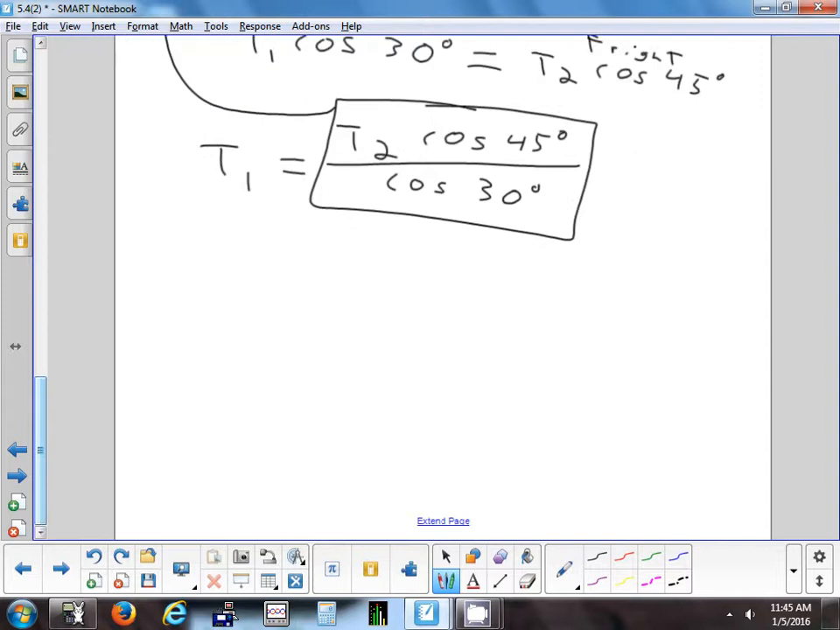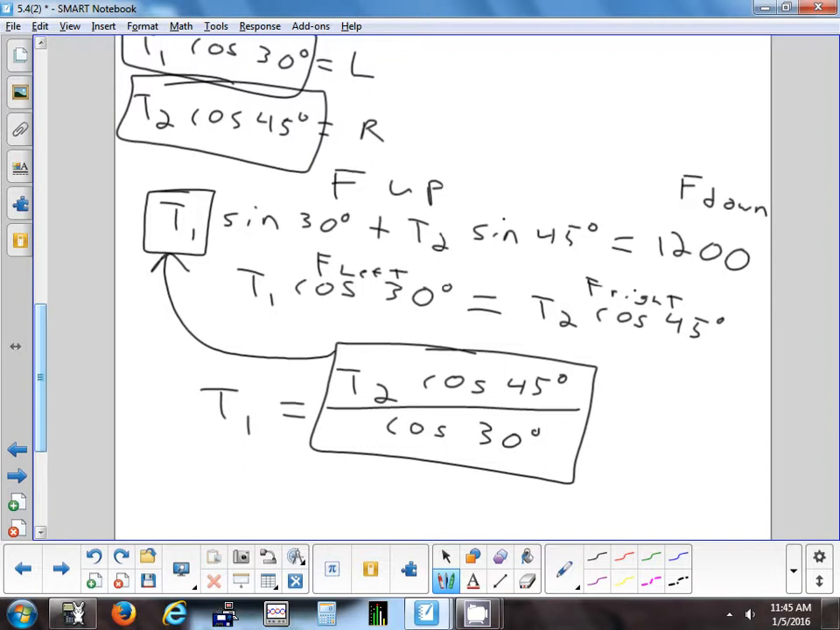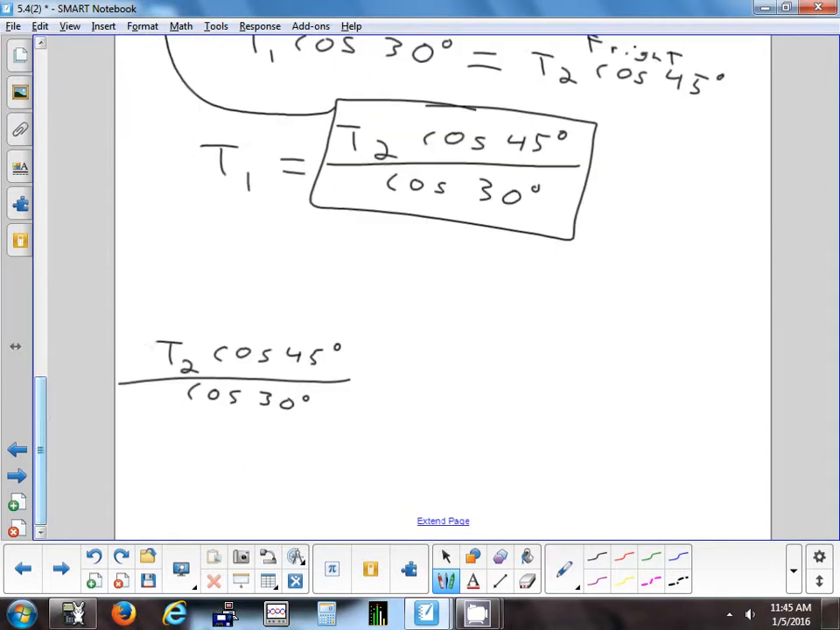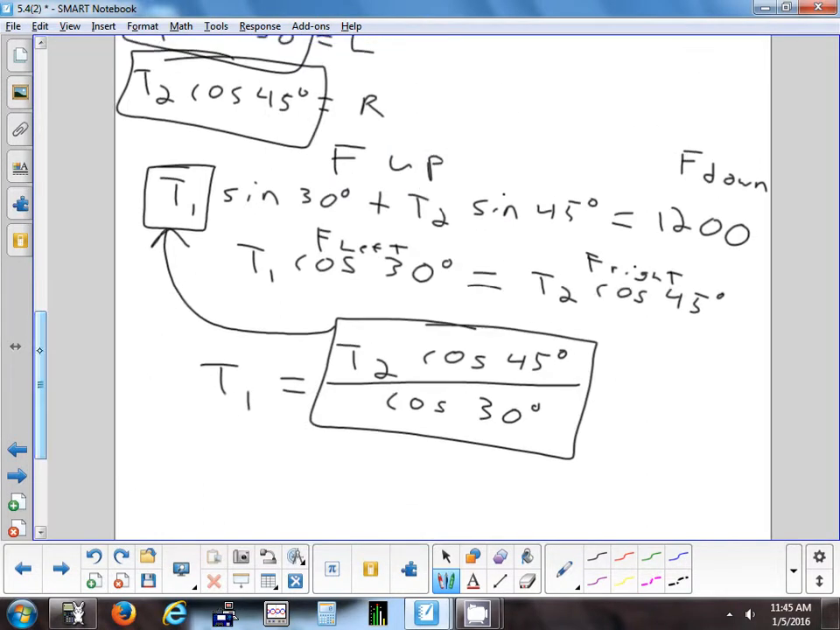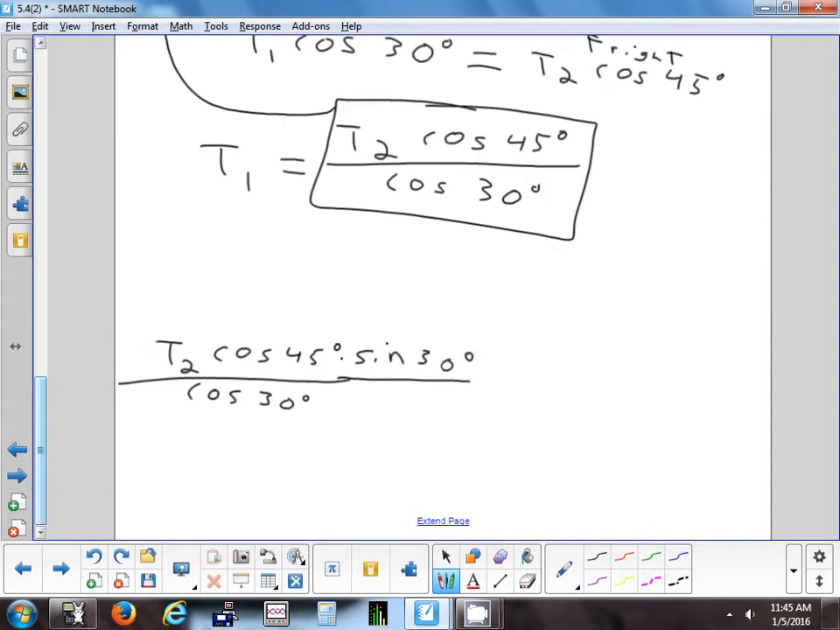Okay, and eventually we have to start getting decimals and do this out. So there's T1, which I just wrote down, sine 30, plus T2 sine 45, equals 1200. Okay, and now the easy part, let's just type all this in and see what we get for decimal.